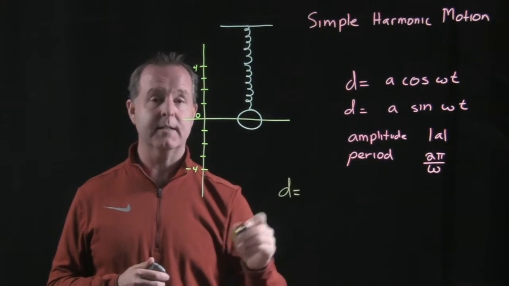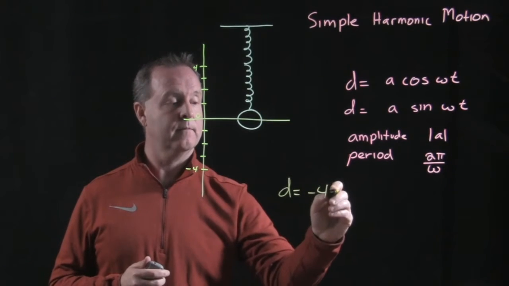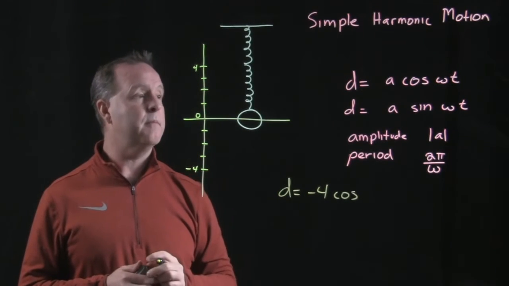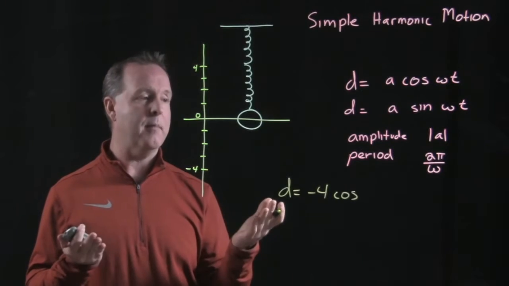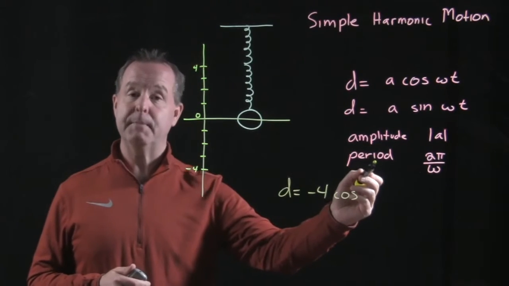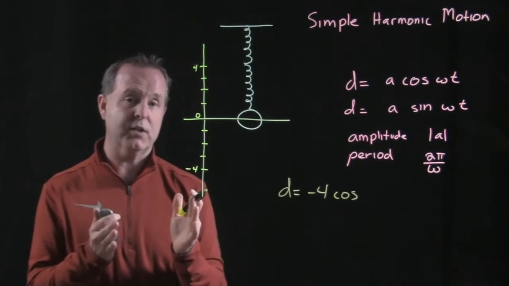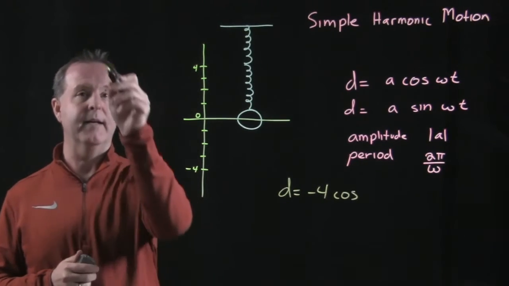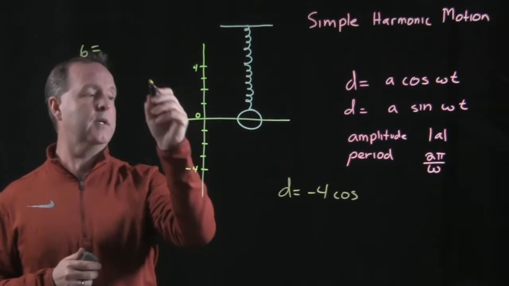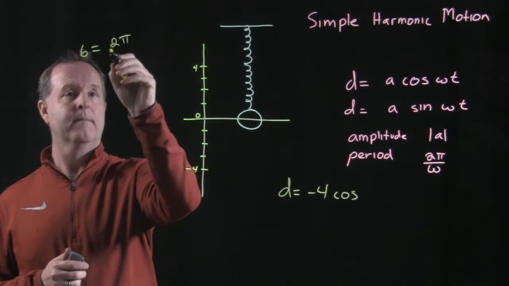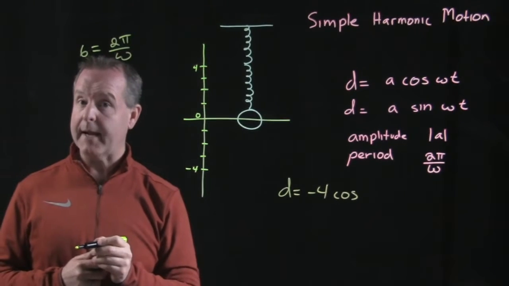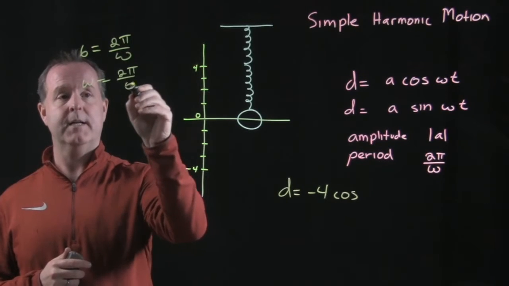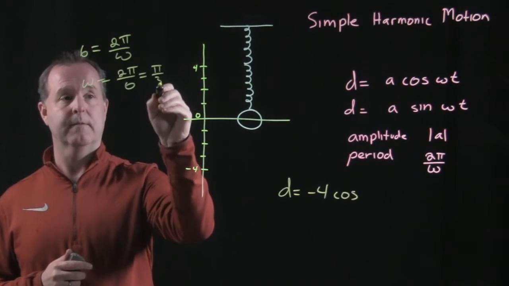So far I have distance equals negative 4, and it's a cosine, because that's the one we're choosing. From there, how do we determine its omega? We remember its period. It's going to require 6 seconds for it to complete an entire cycle. So we would have 6 seconds equals 2 pi over omega. Solve that for omega, which becomes omega equals 2 pi over 6, reduces down to pi thirds.